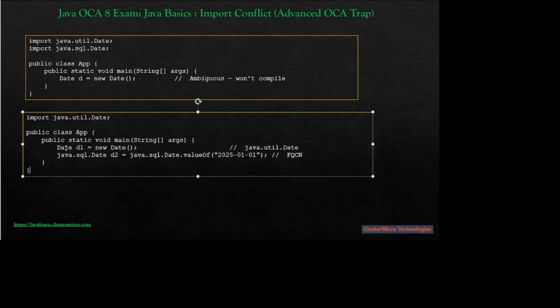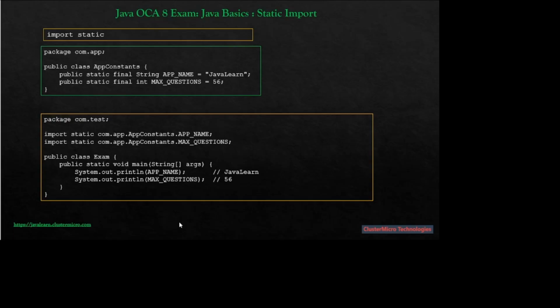And static import, we are going to discuss this. A normal import brings in a class. Static import brings in a static member of a class, a static field or a static method, so you can use it without the class name. We have to remember that. If you have a static member like a field or a method in another class, using static import, you can bring in that static member. You can do this with static methods too.